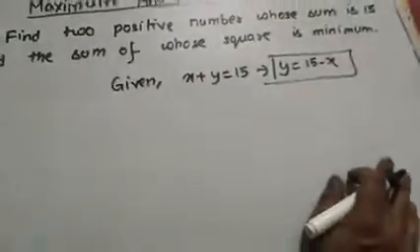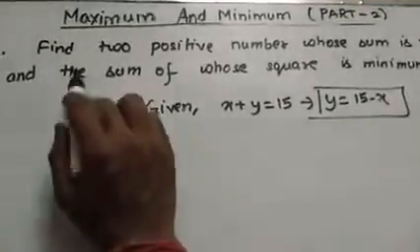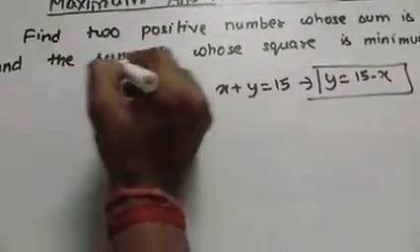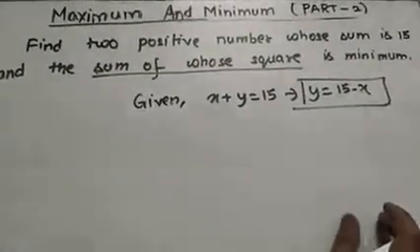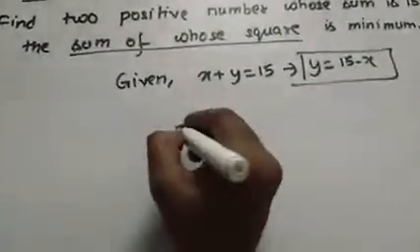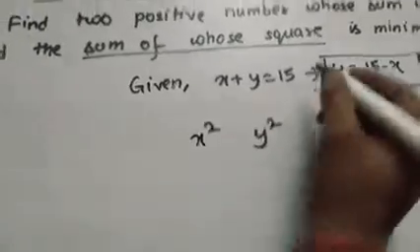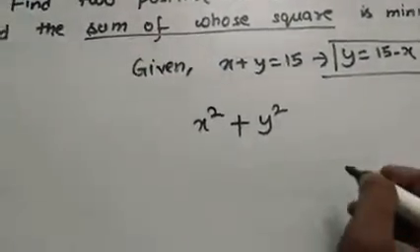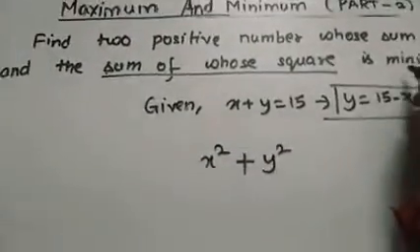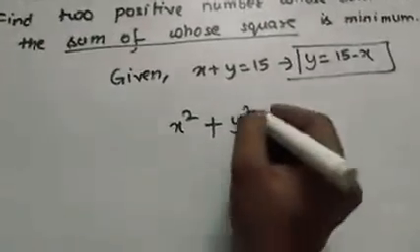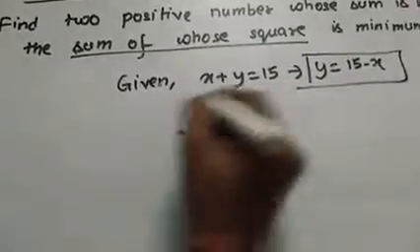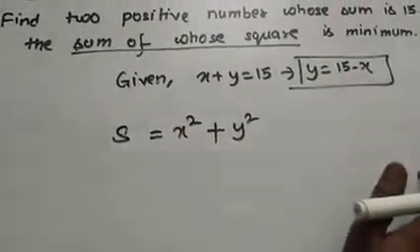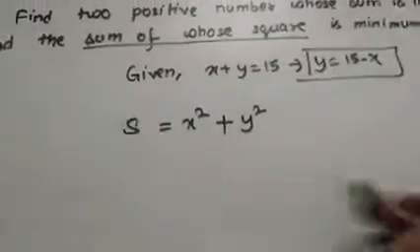Okay, next part is the sum of whose square. Now focus on this word, sum of whose square. That means first of all we have to square them, that is x square, y square, then their sum, that is plus, is minimum. That means we have to show that their sum of the squares, let us denote it by S, is minimum.